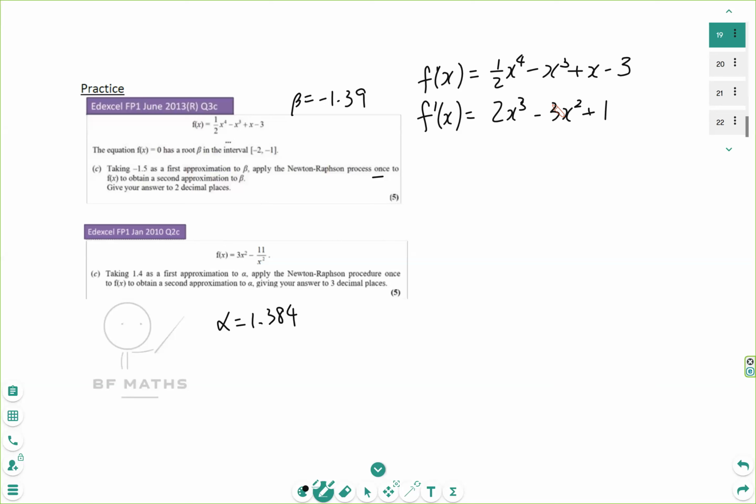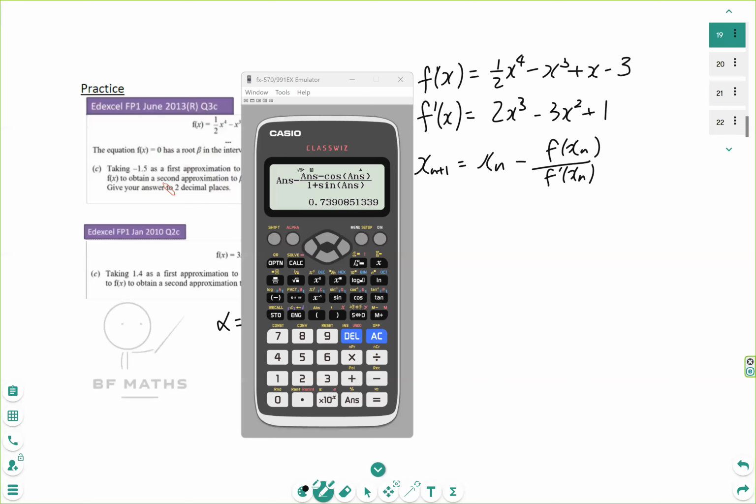Okay, so the Newton-Raphson formula tells me to do xn plus 1 equals xn minus f of xn over f dash xn. So what I'll do is I'll put it in the calculator. I was told minus 1.5 as the first root, so minus 1.5 is the first root. Okay, so let's do it. So xn means answer, minus a fraction.